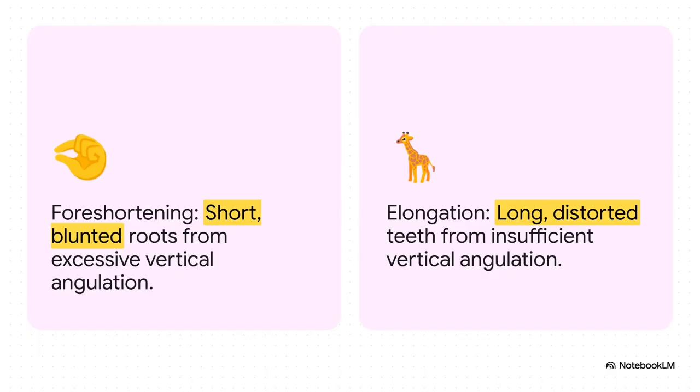If the angle is too steep, you get what's called foreshortening, and the teeth look comically short and stubby. But if the angle is too flat, you get elongation, and the teeth look all stretched out, like something from a funhouse mirror. It's a real Goldilocks situation. It has to be perfect.